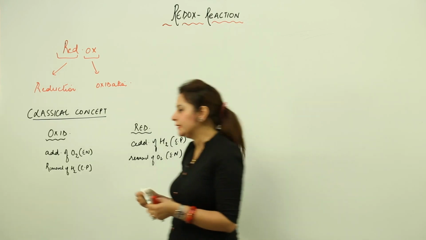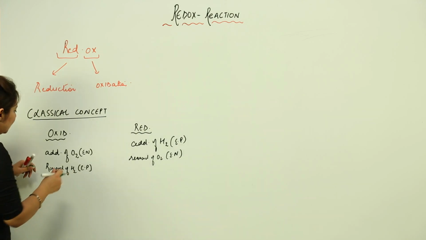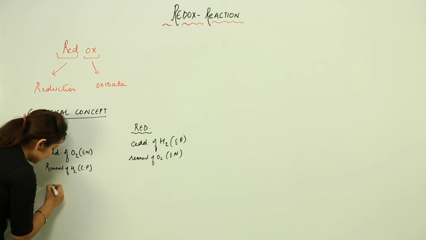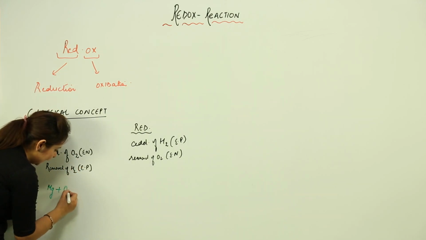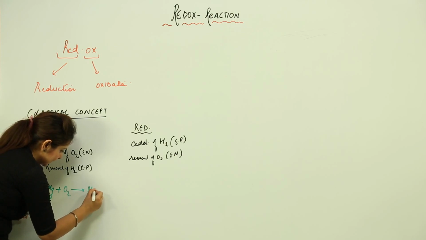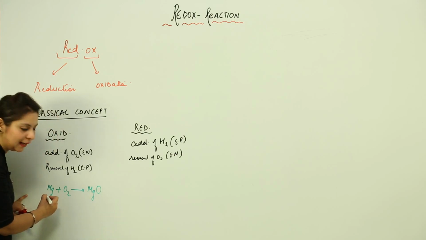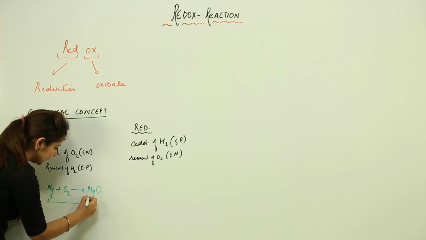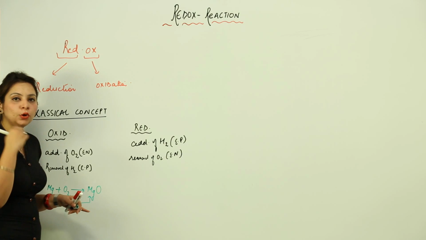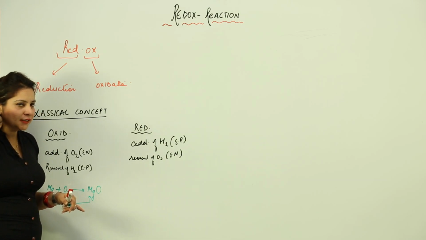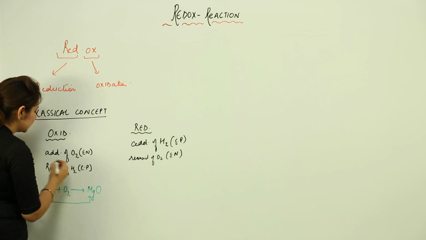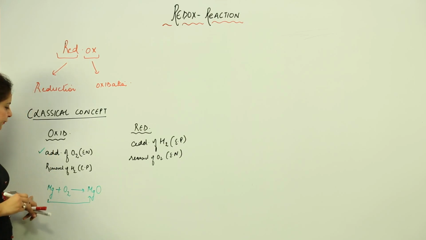I will state this with an example. First we will take an example where we are adding oxygen. Let us say I have magnesium, I am adding oxygen to it, and as a result I get magnesium oxide. What do I see? On the reactant side I have magnesium, but on this side I have Mg attached with O, that means addition of oxygen, and we know that addition of oxygen is called oxidation.